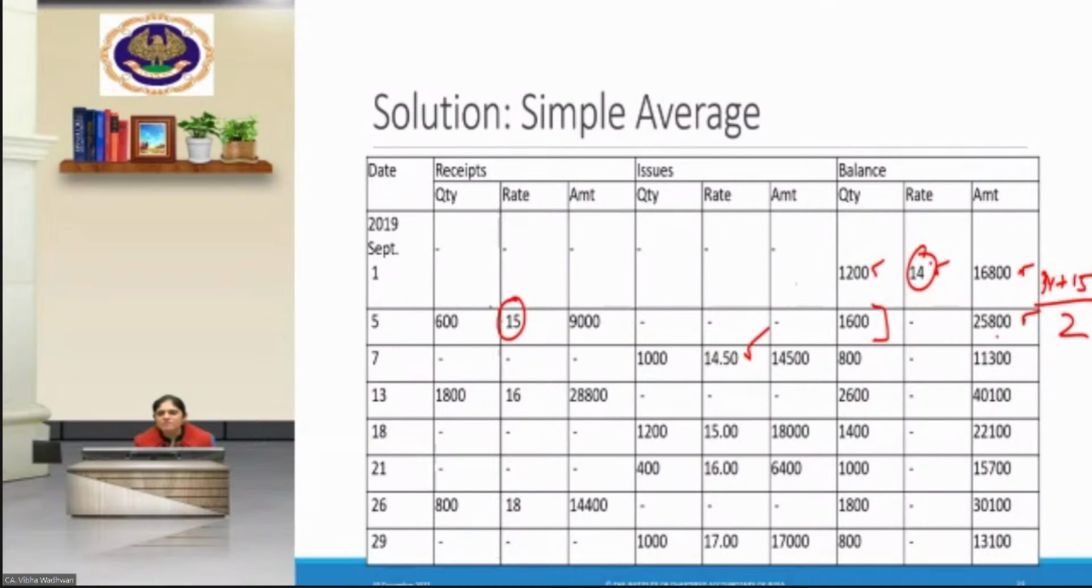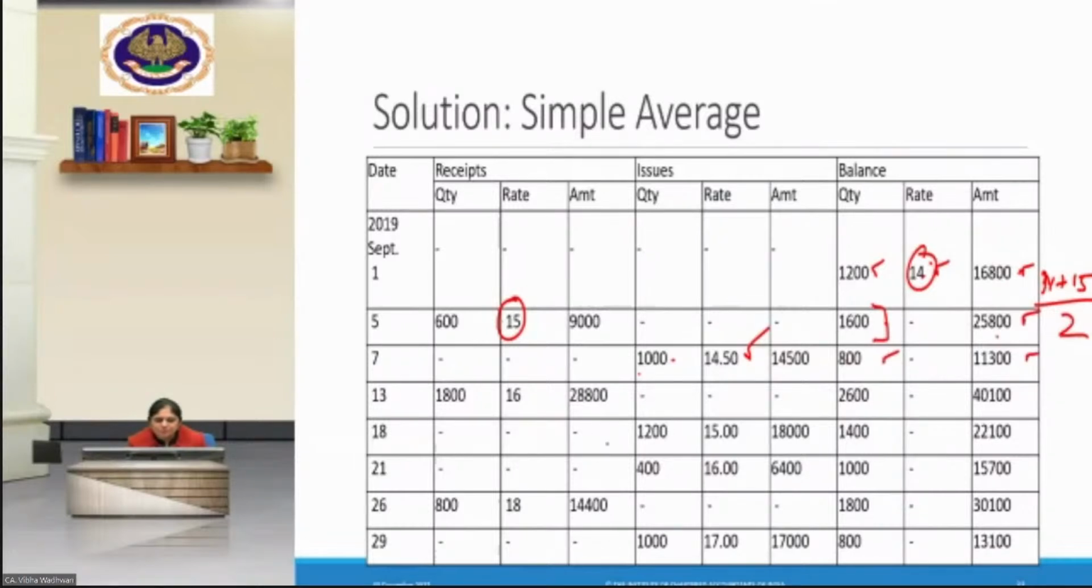In the cost price method, we had taken the 14 rate or the 15 rate. Here we have taken the average rate, so the issue will be made at the average rate. Then out of the total stock, we'll deduct the issued stock. So how much stock is now left? 800 is left, at the value of this. Out of the total stock, we are left with 800.